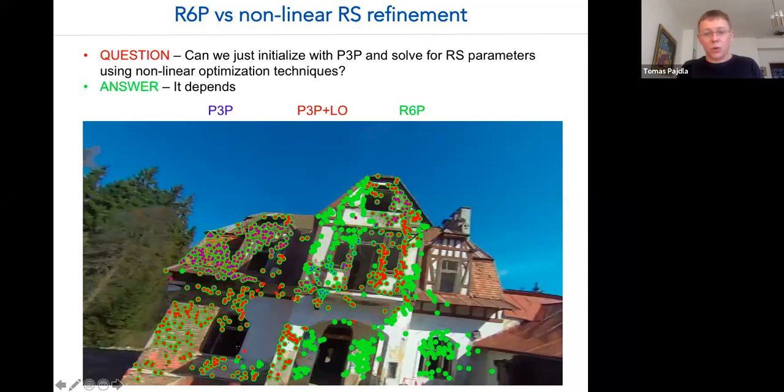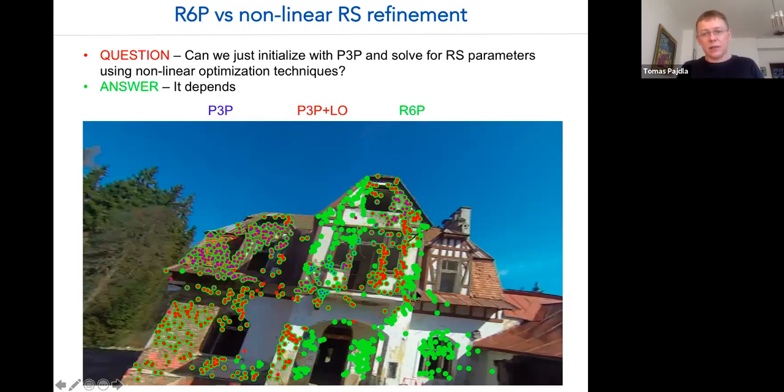So actually all points which we see here have green color on the lowest, not all actually, sorry, not all, most of them, but not all. For example, this guy doesn't have it. So these points are points which are recovered by R6P model. The red points are recovered by initializing P3P and adding local optimization.